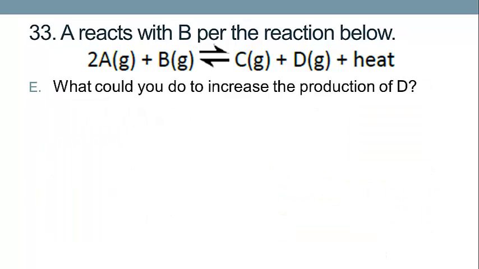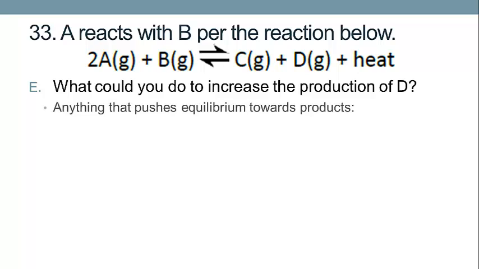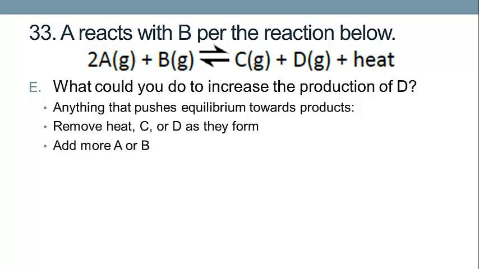What could I do to increase the production of D? So this is a very common problem in chemistry. How can I change my reaction conditions to produce more product? So anything that pushes equilibrium towards product. So I could remove heat, I could remove C or D as they form. I could add more A and B. I could increase the pressure, so I would shift to the side with less moles.